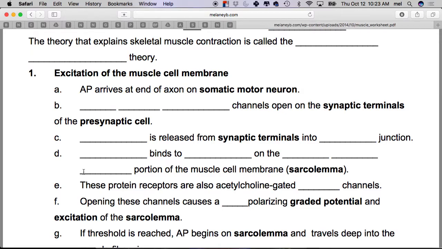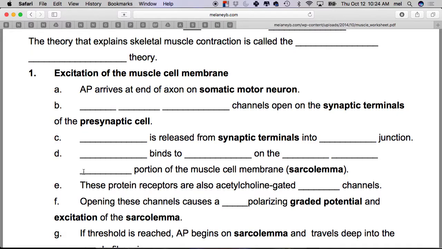D. I just released it, so it should be pretty easy. What is it? Acetylcholine. What does acetylcholine bind to? Acetylcholine binds to blank. Yeah, acetylcholine receptors. Acetylcholine binds to receptors on the blank portion of the sarcolemma. It's that super curvy portion that has all the acetylcholine receptors on it. Do you remember what it's called?